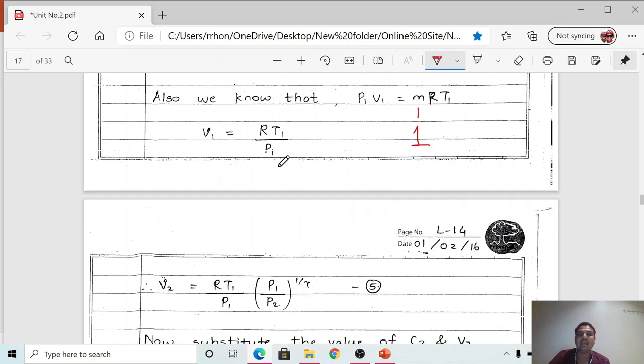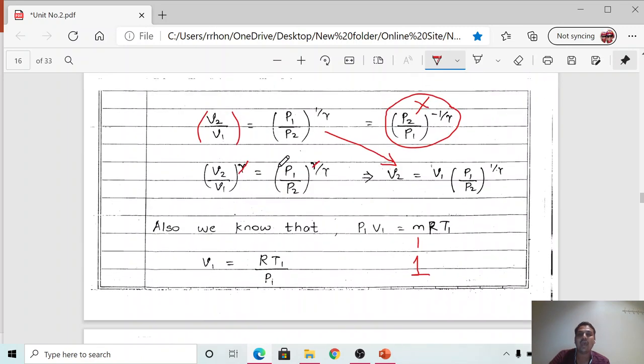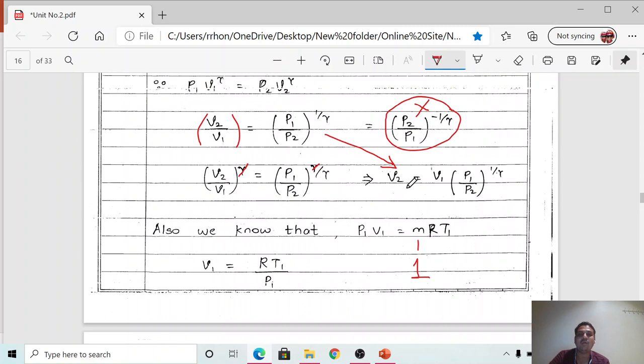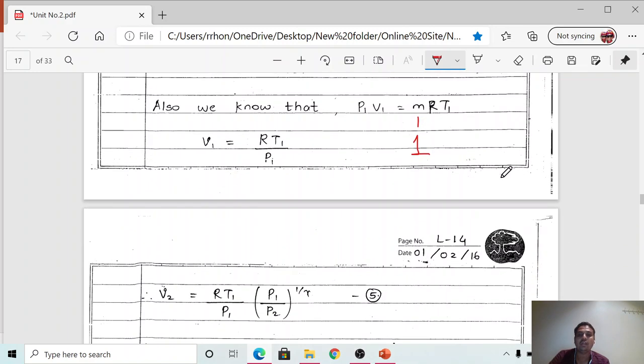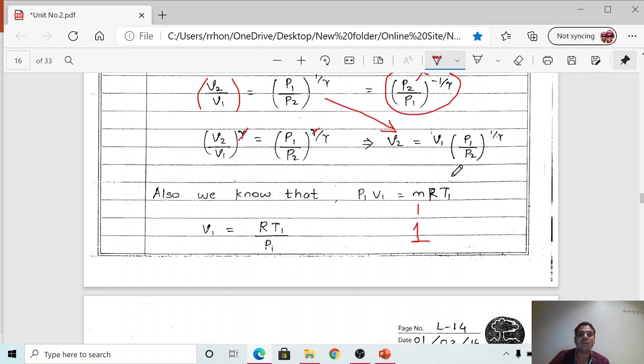Similarly, in this case, we have already calculated the value of V2, which is equal to V1 into P1 by P2 raised to 1 by gamma. If you want to put the value of V1, can we put it? Yes, definitely we can put it, because here is a V1. So if you want to write V1, V1 is equal to, taking this P1 by P2 raised to 1 by gamma over here.